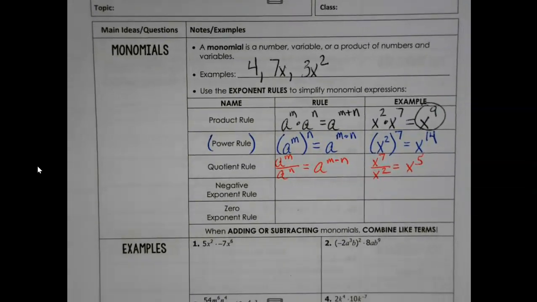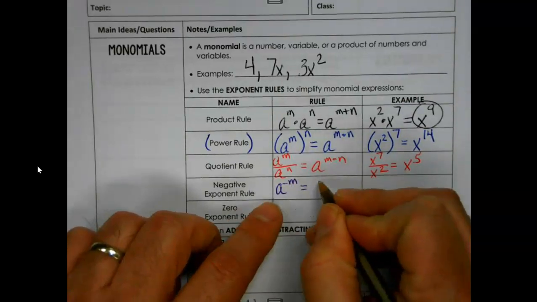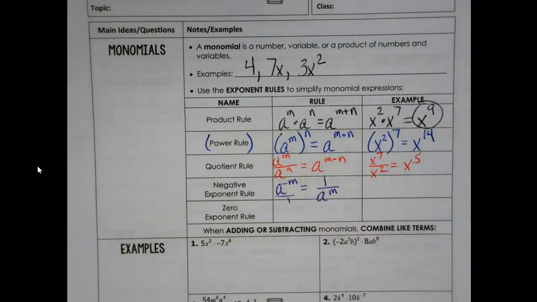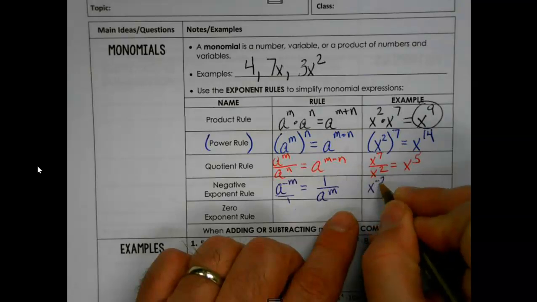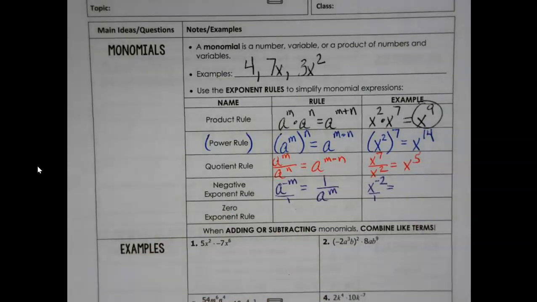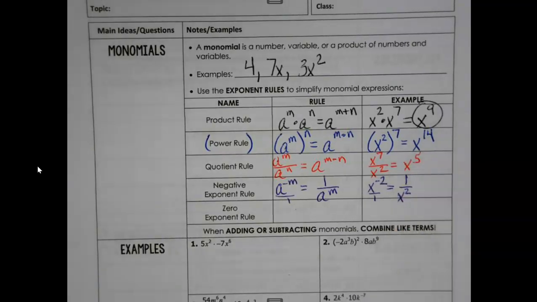And then the last two, I guess I shouldn't call them the easiest, but I kind of like to because they kind of are. The negative exponent rule, which basically says if we have a negative exponent, we're going to go flipping. So if we have a negative exponent on the top, and we flip it down to the bottom, it becomes positive. So for instance, if I have x to the negative 2nd, technically that's on top of my fraction. So I do 1 over.